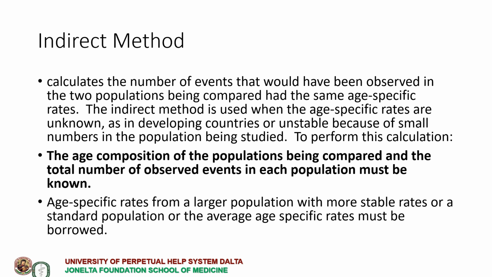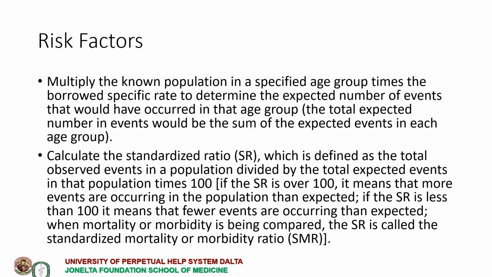So age-specific rates from a larger population with more stable rates, or a standard population on the average age-specific rates, must be borrowed. We multiply the known population in a specific age group times the borrowed specific rate to determine the expected number of events that would have occurred in that age group. Then calculate the standardized ratio, which is defined as the total observed events in a population divided by the total expected events in that population, times 100.